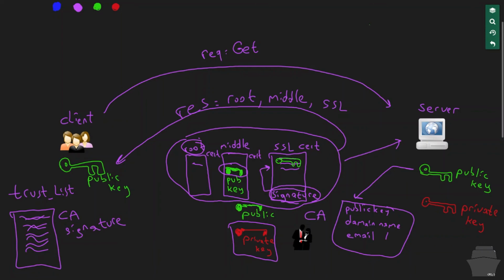In this scenario, if there is a bad guy in our network, he can't change the SSL certificate info without the certificate authority's private key. Because when the client decrypts the signature of the SSL certificate, it will know if the information in the SSL certificate has been changed or not. Alright guys, this was how SSL works.